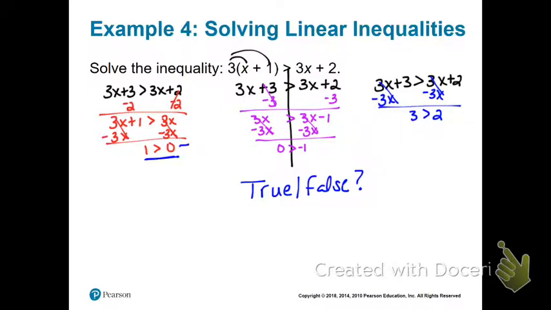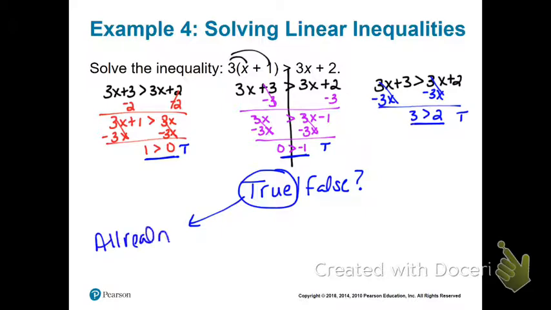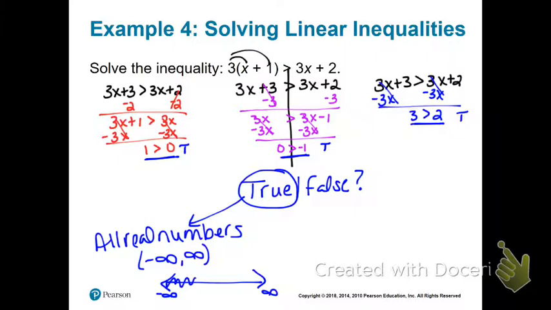Is 1 greater than 0? Yes. Is 0 greater than -1? Yes. Is 3 greater than 2? Yes. So they all would have answered true on this, okay? Same problem, same answer. If it's true, your answer is all real numbers. To write that in interval notation, we do -infinity to +infinity. We don't write it in set builder notation. Well, there is a way, but we're not going to talk about it. And so there's -infinity to infinity, and we would shade everything on our graph.